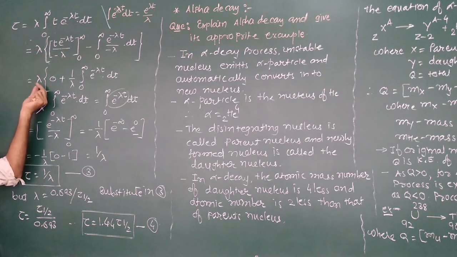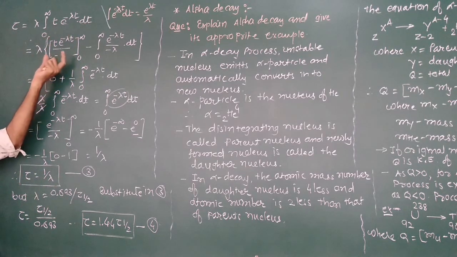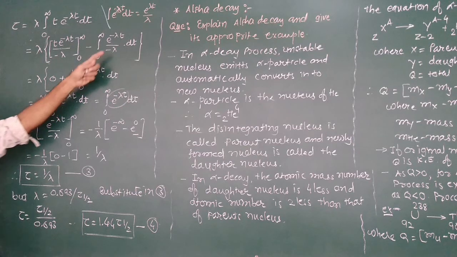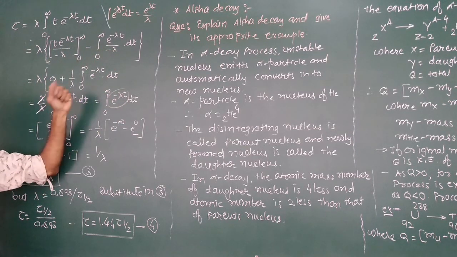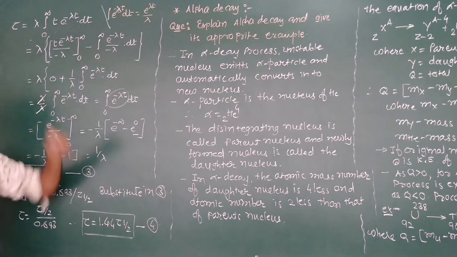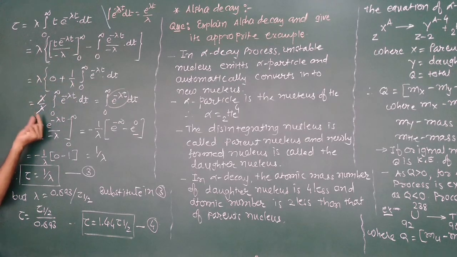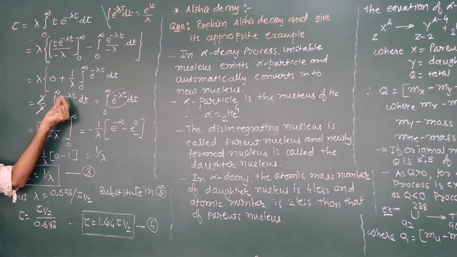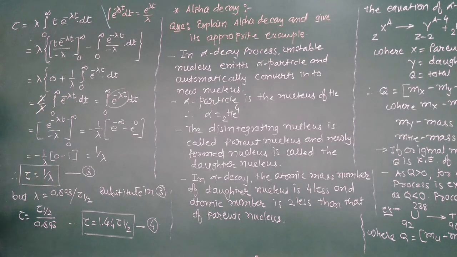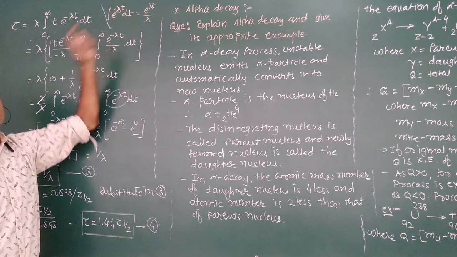Now, lambda as it is outside. As we substitute the values of t as 0 and infinity, the first term becomes 0. This minus minus becomes plus 1 upon lambda, integration from 0 to infinity of e raised to minus lambda t into dt. Now, this lambda and that lambda cancel, remaining only this term: integration from 0 to infinity of e raised to minus lambda t into dt. Clear? Okay.